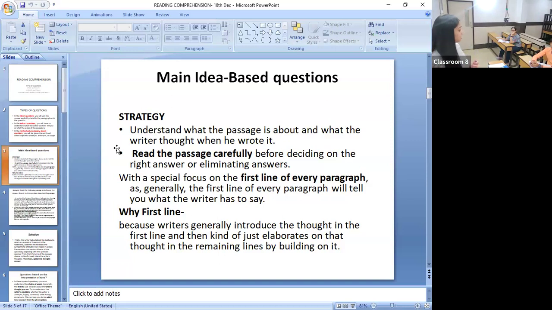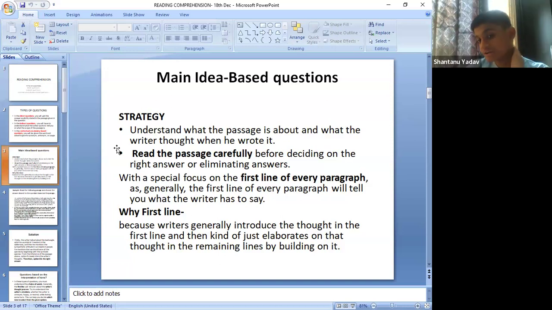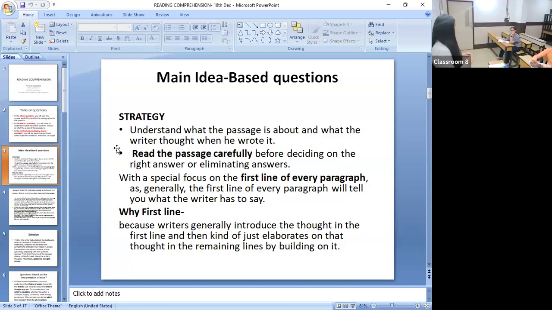And why first line? What's the reason? Shantanu, what's the reason? Because writers generally introduce the thought in the first line and then kind of just elaborate on that thought in the remaining lines by building on it.